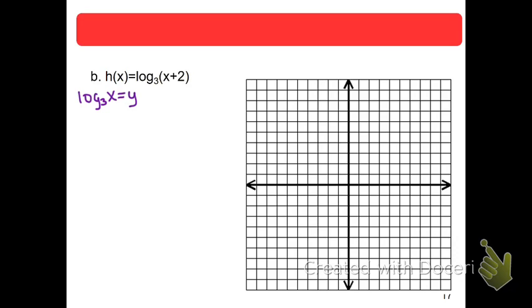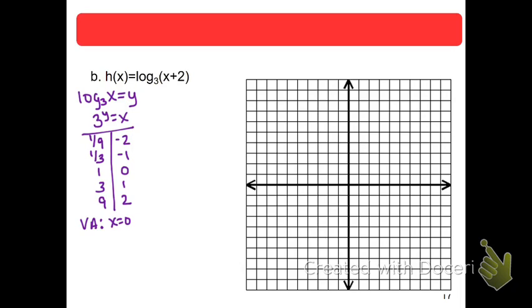And we know that we can make that into an exponential function by rewriting it as 3 to the y equals x. So when I go to make my parent table here, remember since y is the exponent, you're going to pick some y values to plug in. And we always pick from -2 to +2. So we plug those in and we get 1/9, 1/3, 1, 3, and 9. And because it's a log parent function, we always have a vertical asymptote at x equals 0.